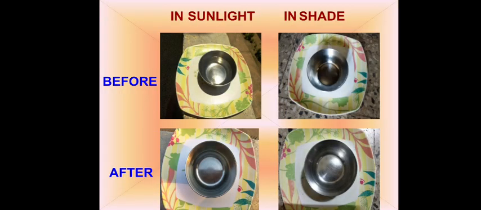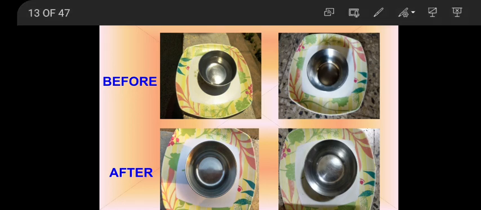So they have shown two conditions: water kept in sunlight and water kept in shade. After some time, here the cup gets dried up faster, but here there is still water. Why? Because in sunlight evaporation is fast and in shade evaporation is slow.